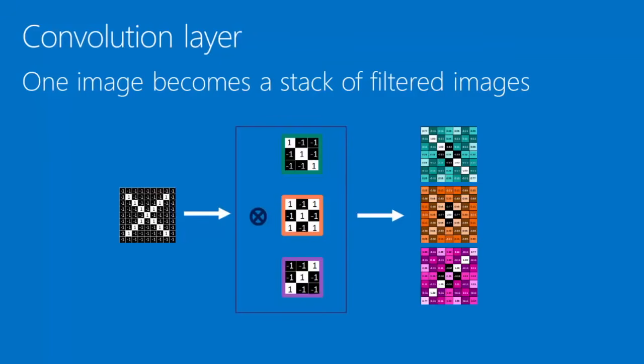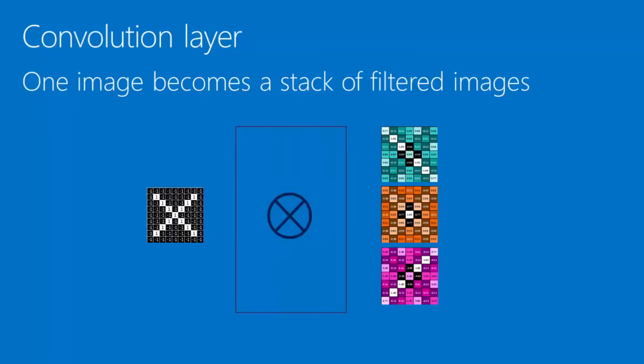This act of convolving an image with a bunch of filters, a bunch of features, and creating a stack of filtered images we'll call a convolution layer. A layer because it's an operation that we can stack with others, as we'll show in a minute. In convolution, one image becomes a stack of filtered images. We get as many filtered images out as we have filters.